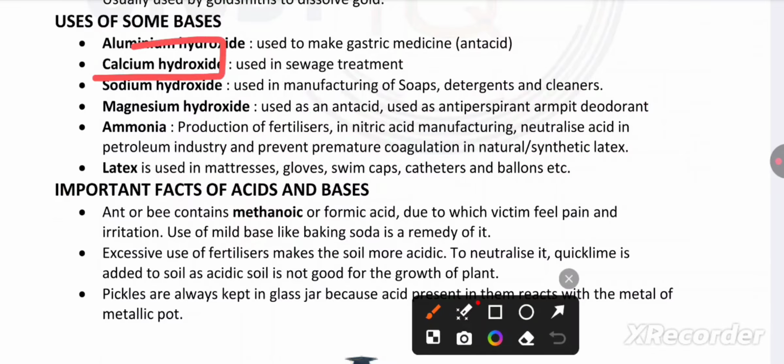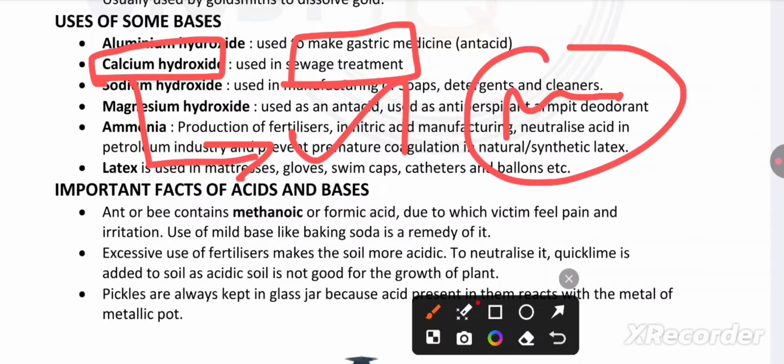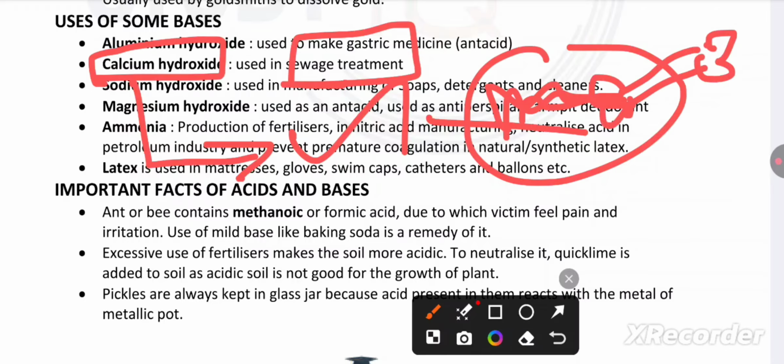Calcium hydroxide, sewage treatment. Calcium, bone. In our bones, calcium is rich, we know. In sewage, dirt is fully stuck in it. To remove that dirt, we use the bones. This is the shortcut, guys, just for fun and to remember it. This is the only reason, no more things needed, this is the only thing we need to memorize it.